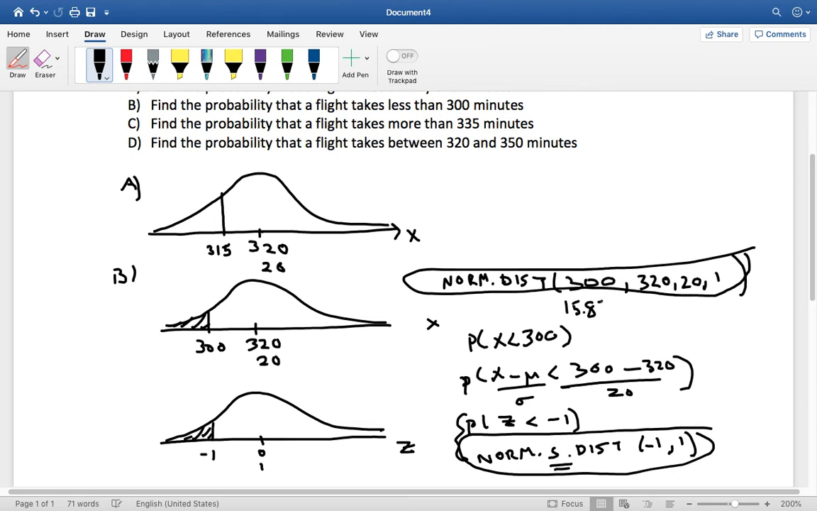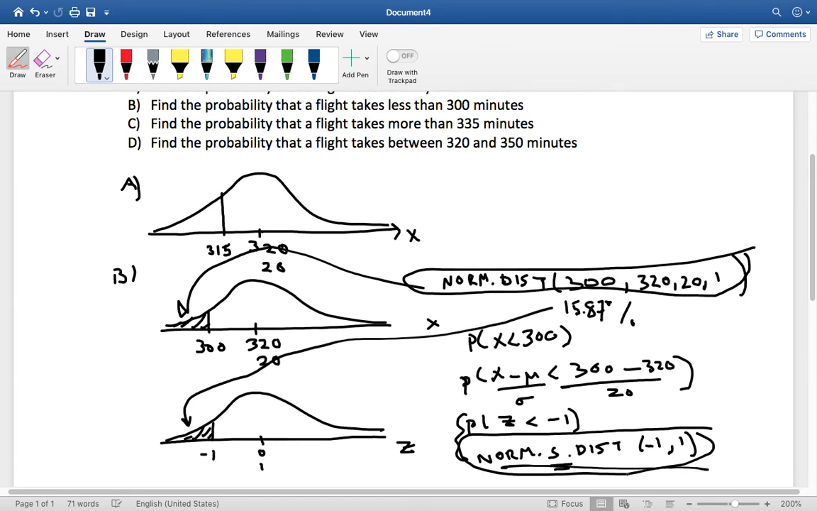So put 15.87%, and that's actually going to be that area. They're both the same, and this one is also going to give 15.87 down here. That's giving that area there. It happens to be giving the same as the area above. So the probability that a flight takes less than 300 minutes is 15.87%. Let's look at C.